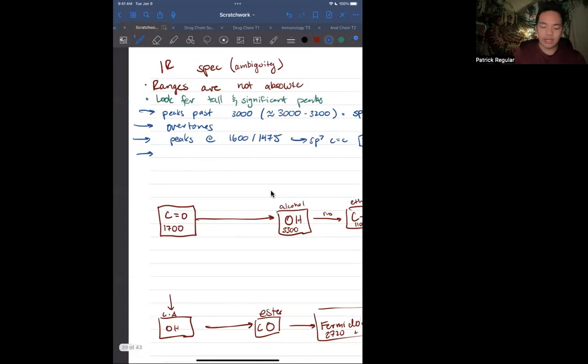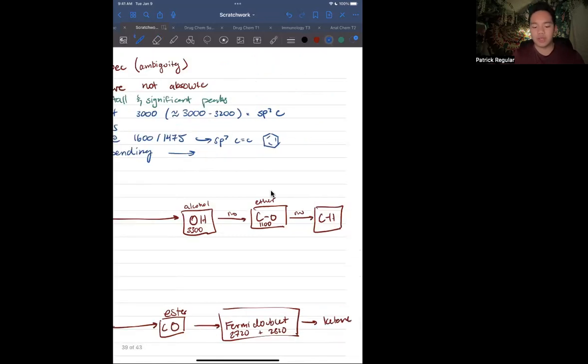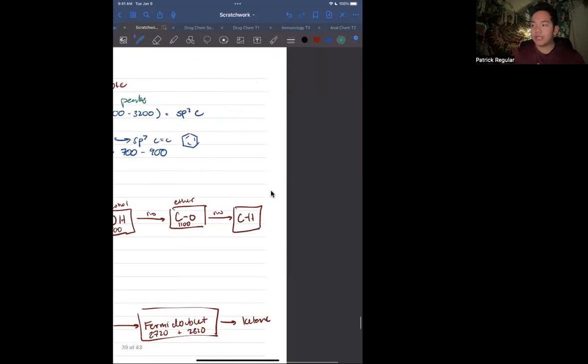And then you have out-of-plane bending, and this gives you your substitution pattern. This is anywhere between your 700 to 900 region. Now, some notes I want to make. Your sp2 carbon-carbon ring bends can be mid-height. Like I said before, look for the mainly tall peaks. There are, in my eyes, two exceptions where, if you see them and everything else points to it, I would consider it significant. And this is one of them.